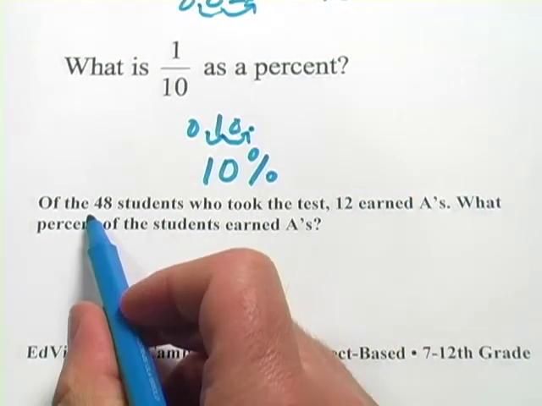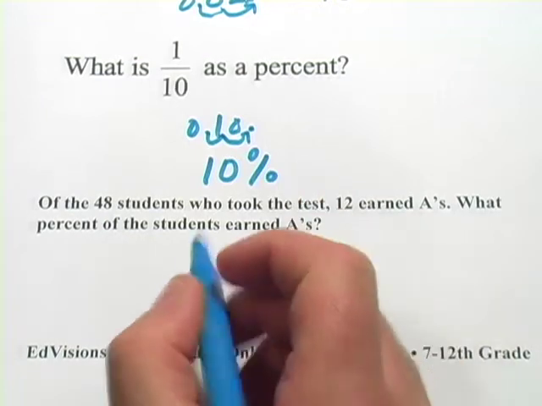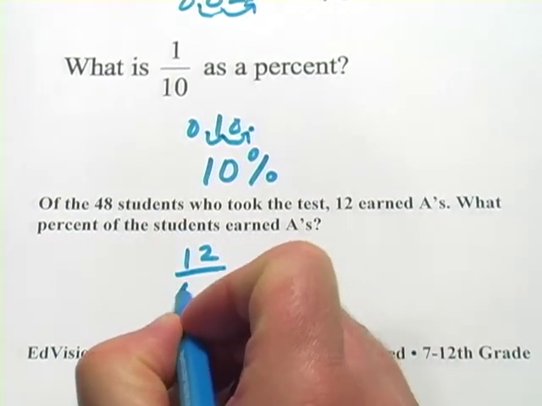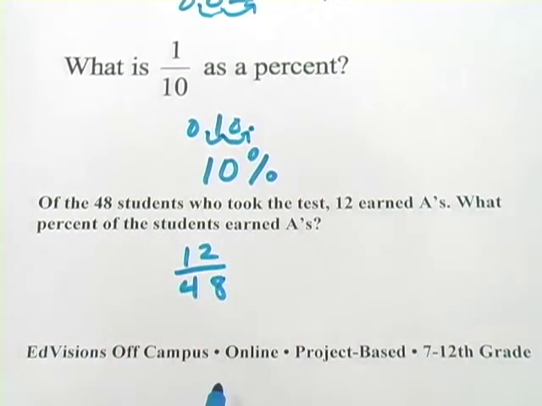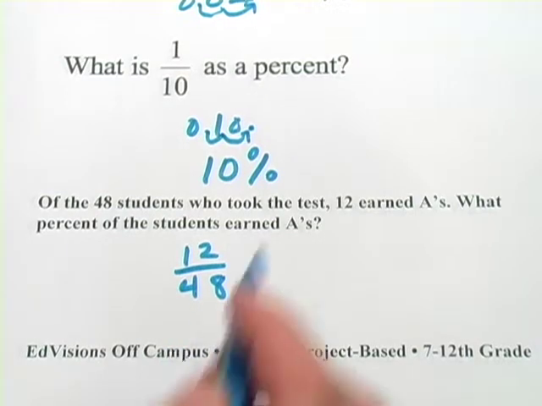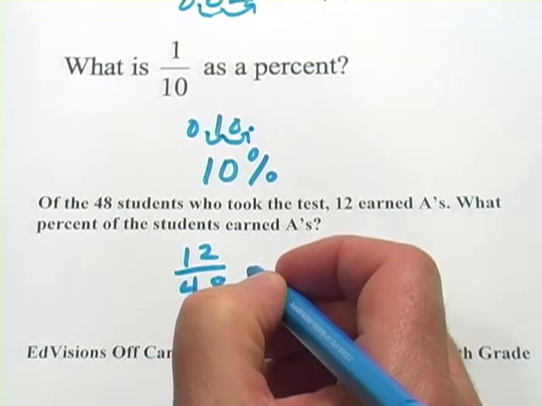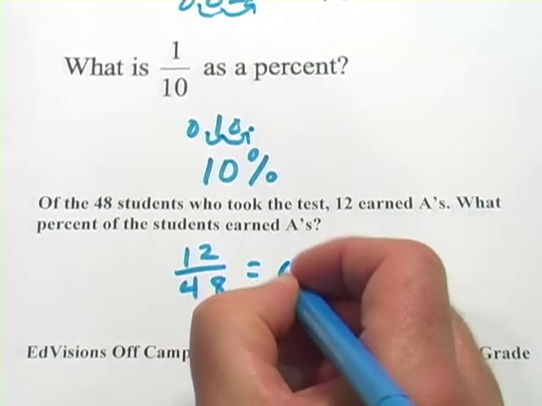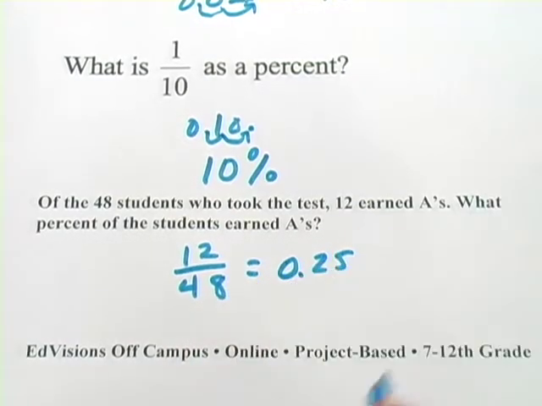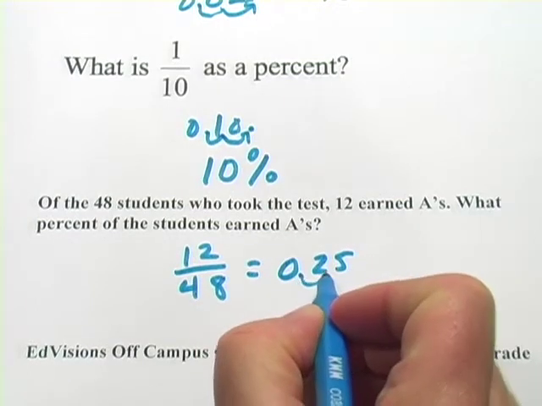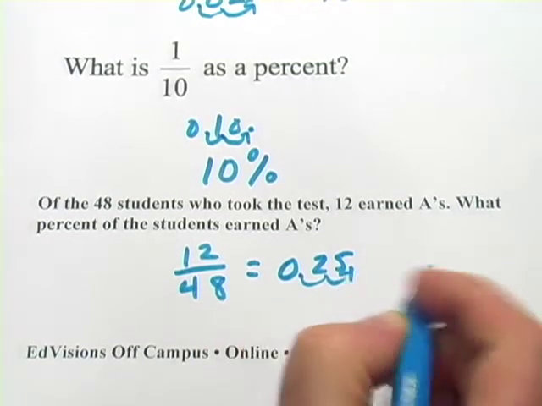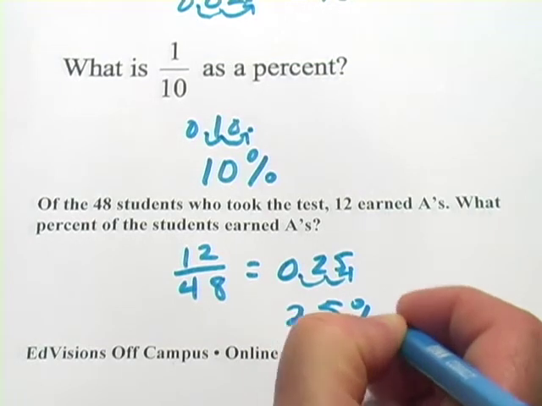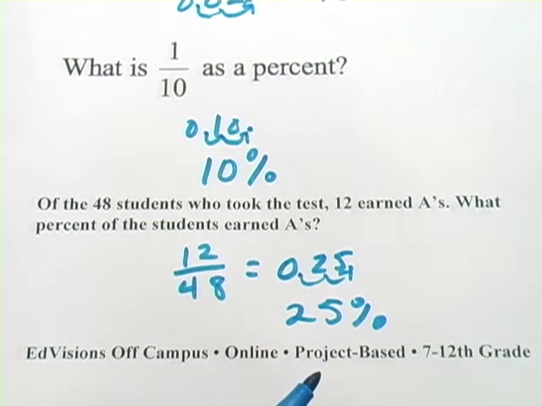So of 48, 12 earned A's. So 12 out of 48 earned A's. So that's our fraction. When you punch that in on your calculator, divide 12 by 48, what you get is 0.25. And then when you move the decimal point 2 places to the right, you get 25%. So that's a little bit of work with converting decimals and fractions to percents.